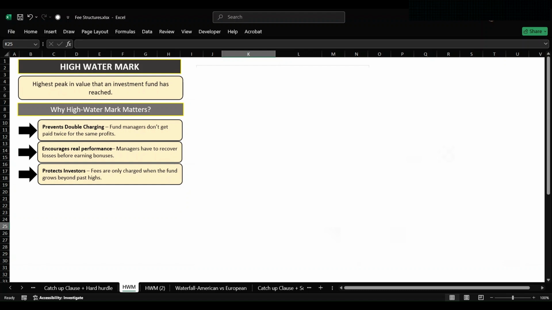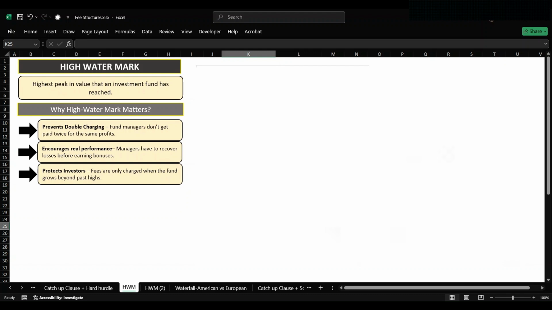Why does high watermark matter? First of all, it prevents double charging. That is, fund managers do not get paid twice for the same profit. Secondly, it encourages real performance. That is, managers have to recover losses before earning bonuses. Third, it protects investors. That is, fees are only charged when the fund grows beyond past highs.